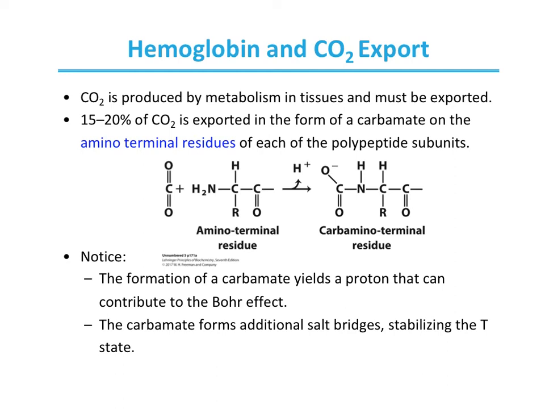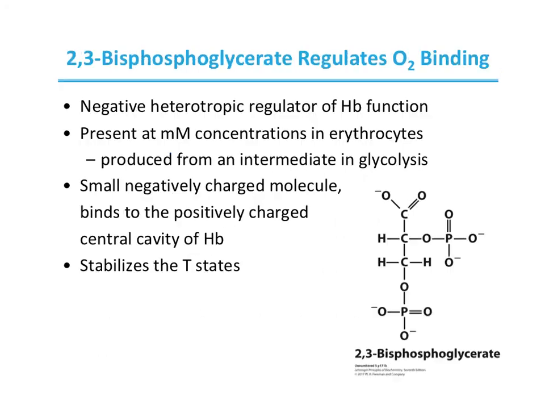And the formation of a carbamate yields a proton that then further contributes to the Bohr effect. And the carbamate additionally can form salt bridges, further stabilizing the T state. So what I'm saying here is that CO2 and H+ both will favor the T state and decrease the affinity of hemoglobin for oxygen.